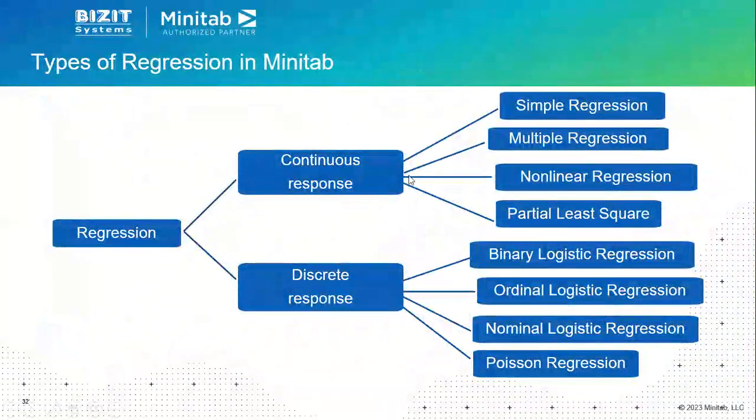So we have a lot of types of regression. For those who want to see more on this, I think in the last 4 months I will cover this regression. We have simple, multiple, nonlinear, partial least squares, and binary. All these depend on your response. Is your response numeric or attribute? Measurement or discrete?